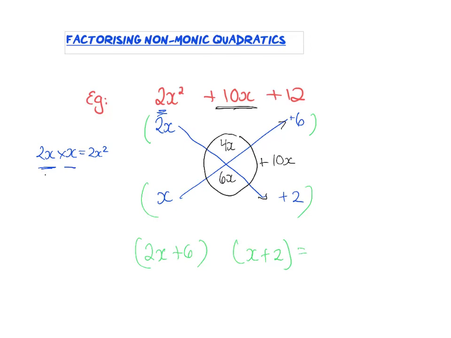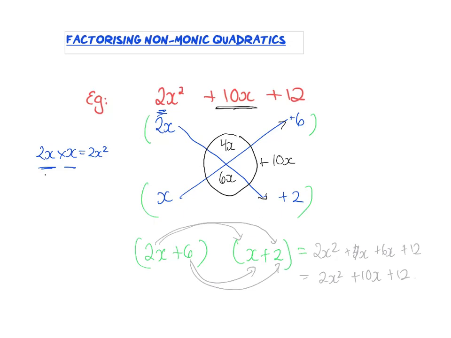Now, if we were going to check, let's multiply it out. What's 2x times x? And 2x times 2. Then 6 times x, 6x. And then 6 times 2. Can you see we went back to the question? Yes? So it has to be that way.